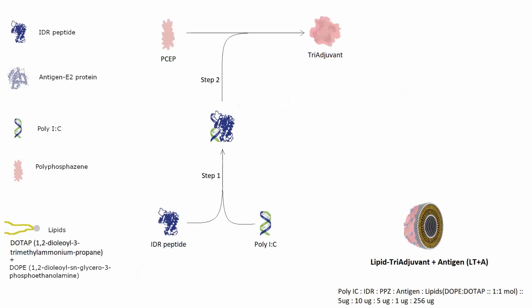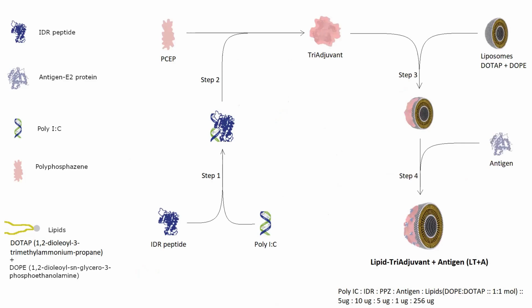Another form of subunit vaccine, referred to as LT+A, was prepared by the batch method. Here the batch method refers to the preparation of formulations by stepwise addition of components. To prepare the LT+A subunit vaccine, IDR peptide was mixed with poly-IC and then PCP was added, followed by addition of preformed liposome, and then antigen was added at last. The components were added in the required weight ratio to maintain the respective concentration in a 20 microliter dose of the vaccine.